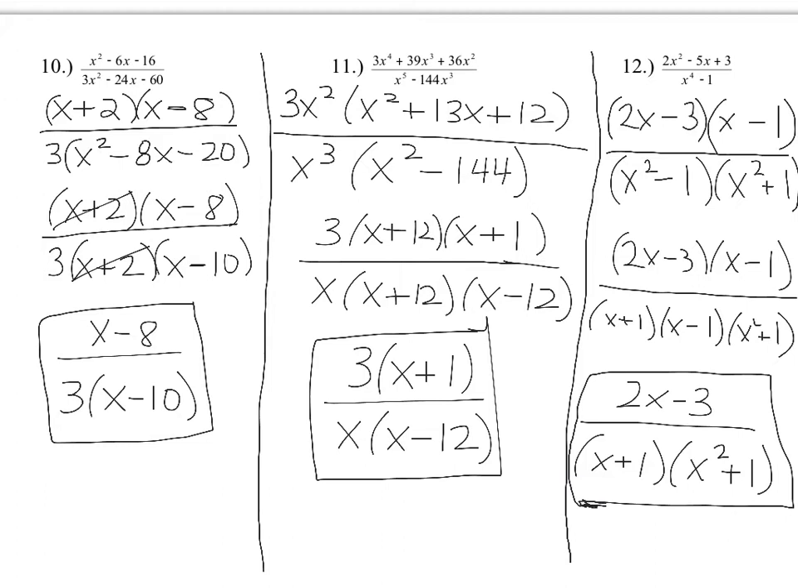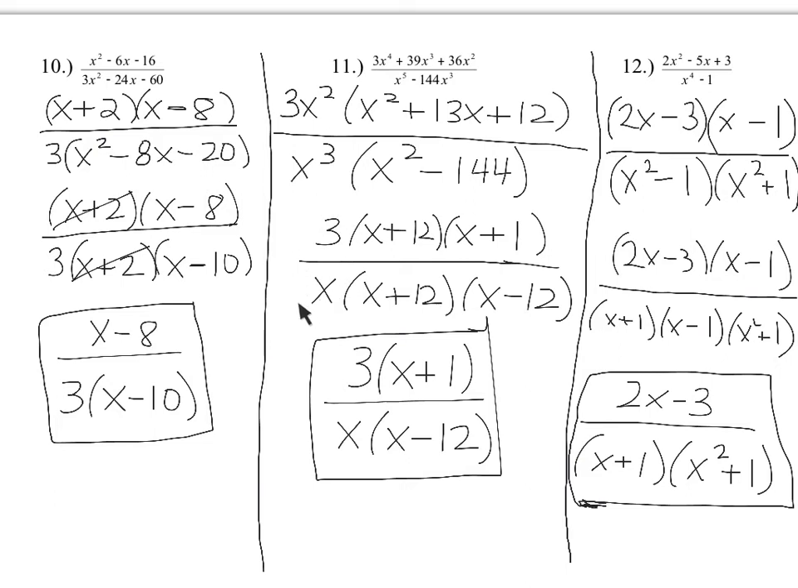In number 11, I have GCFs again. On the top, I had to pull out a 3x squared to leave me with x squared plus 13x plus 12. On the bottom, I had to pull out x to the third because they both had x to the third in common, leaving me with the binomial x squared minus 144. I factored this further into x plus 12 times x plus 1. And then this was a difference of squares because it's a perfect square minus a perfect square, so the only way to factor that is x plus 12 times x minus 12.